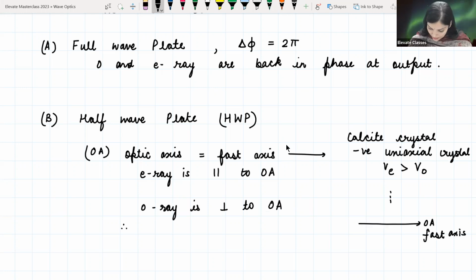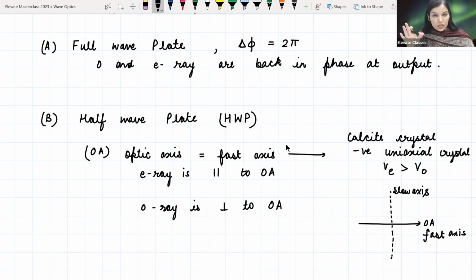And any direction which is perpendicular to this, I will say that this is the slow axis. But what does this mean? This means that in a negative uniaxial crystal, and mostly we are talking about calcite when we are talking about retarders, my VE, the direction in which the E ray is moving, coincides with the optic axis, and therefore we say the optic axis is the fast axis, and the direction perpendicular to it is the slow axis.